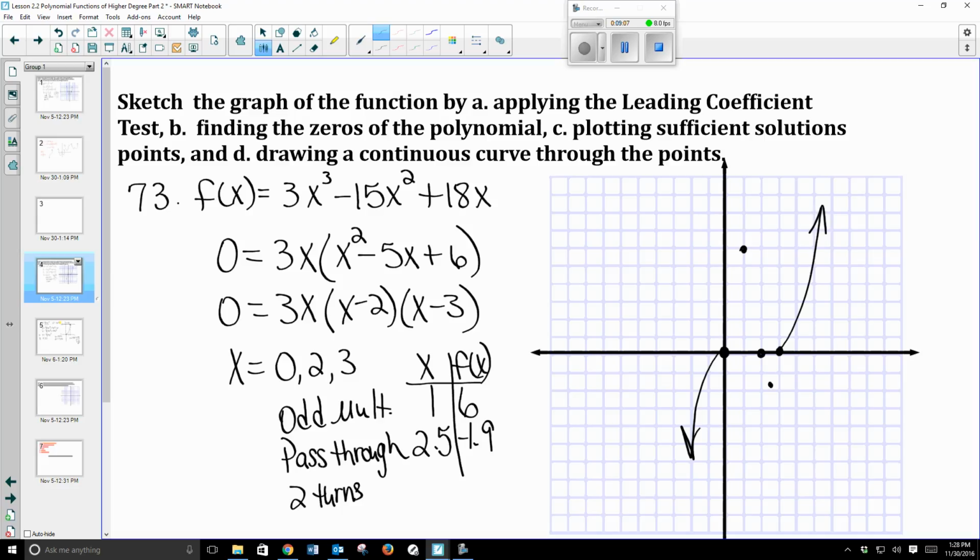Okay. So at all 3, I'm going to pass through. So go up, pass through, and back. So really, it's better to not do the beginning and the ending behavior first, because look how that really shouldn't look like that. Because it didn't wiggle, it just passed through.